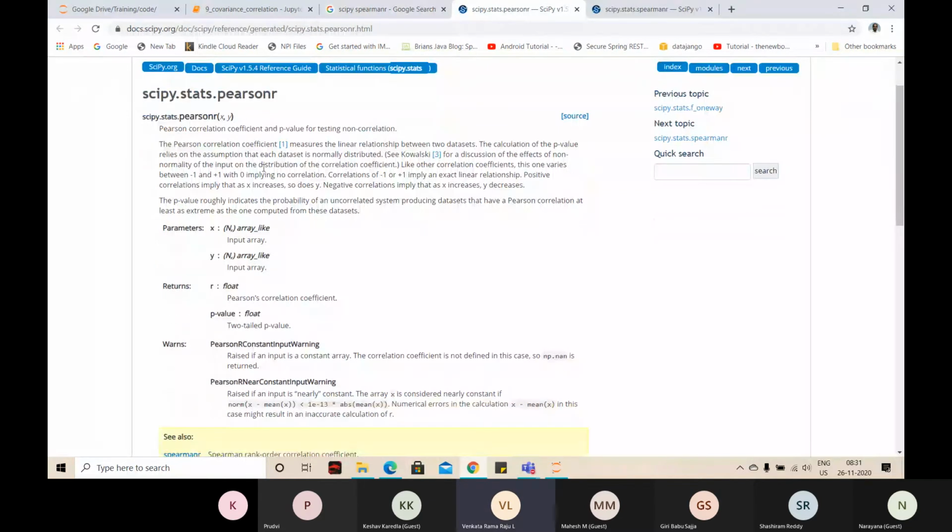Okay, now correlation is going to be between -1 and 1 and all that, right? The p-value roughly indicates the probability of an uncorrelated system providing data sets that have a Pearson correlation at least as extreme as the one computed from these data sets.